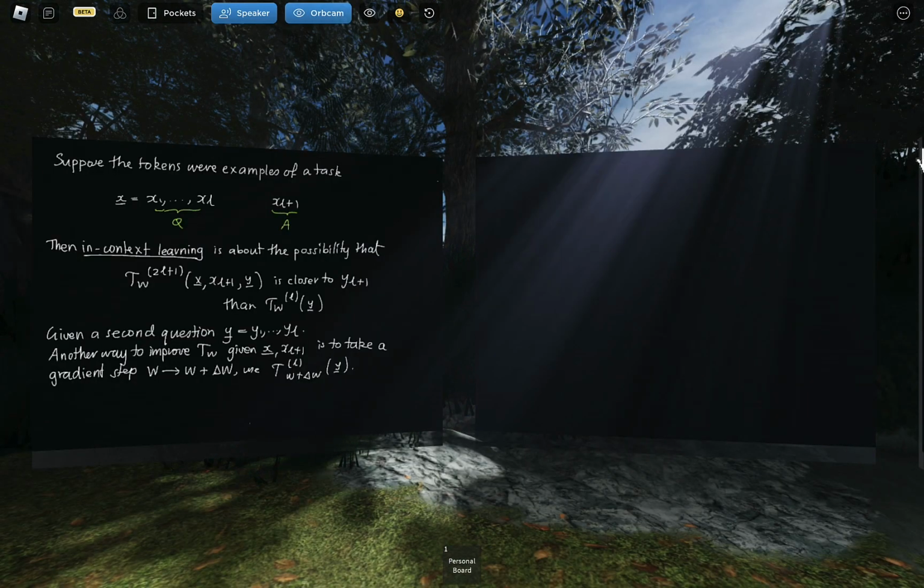So I'm going to state two questions. First, informally, is there some similarity between in-context learning and learning by gradient descent?